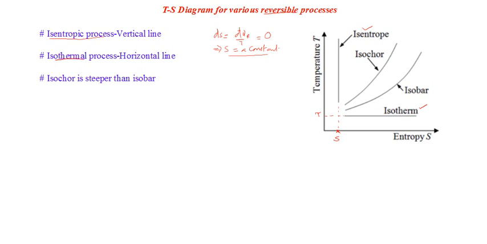So it may arise as a problem: if you have a TS diagram in which a part of the process is isochoric and another part is isobaric, how do you distinguish between them? What you can clearly understand is that these two graphs, even though they look similar in shape, have different slopes. The isochoric curve, which is named an isochore, will be steeper than the isobar. That is a general conclusion that you can arrive at.